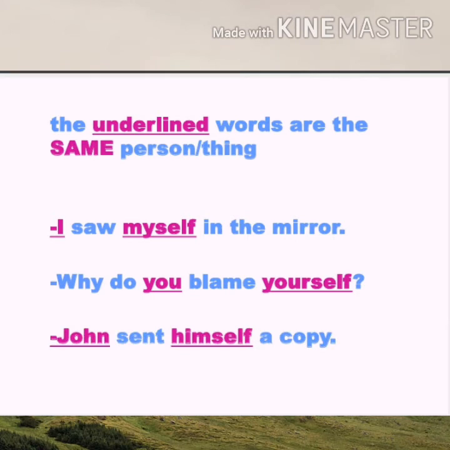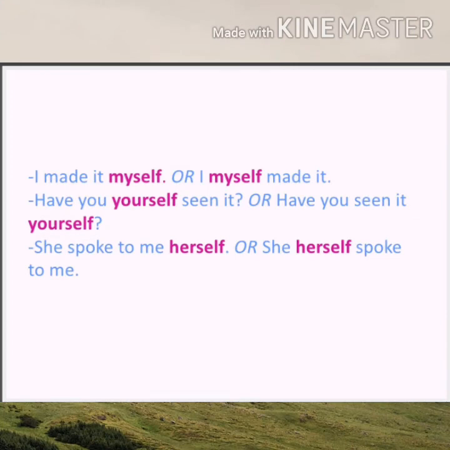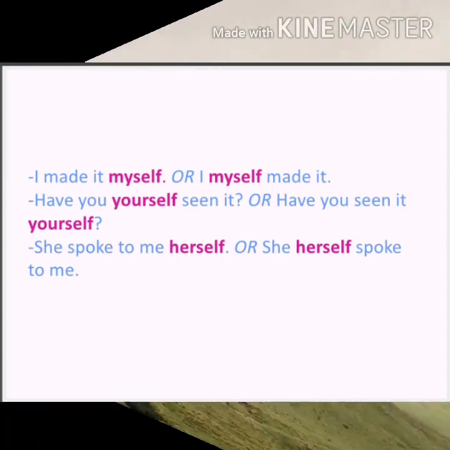Now let's try to understand through some examples. The underlined words are the same person or thing. I saw myself in the mirror. Why do you blame yourself? John sent himself a copy. Here, myself, yourself, and himself are examples of reflexive pronouns. Here, in these examples, myself, yourself, herself are used as emphatic pronouns.